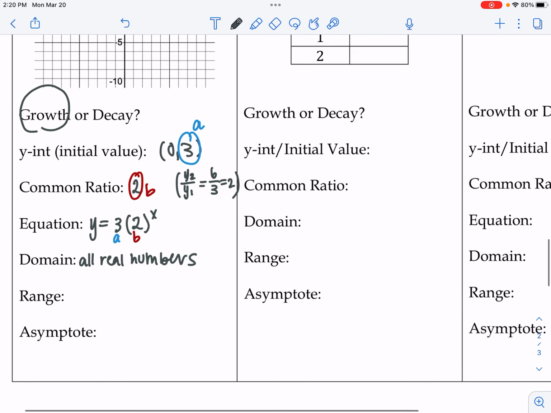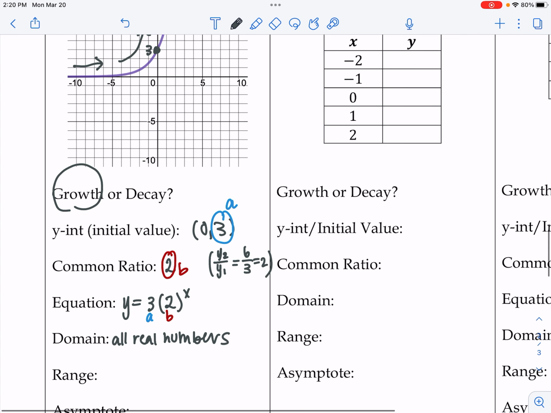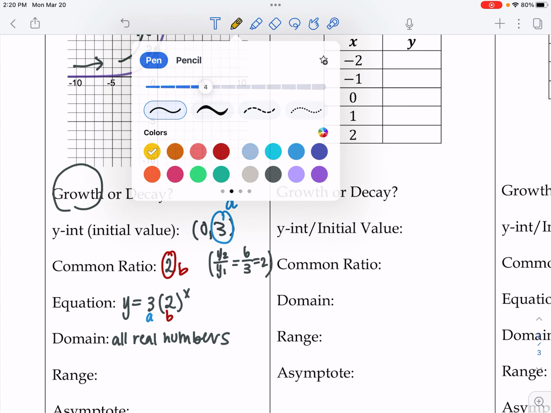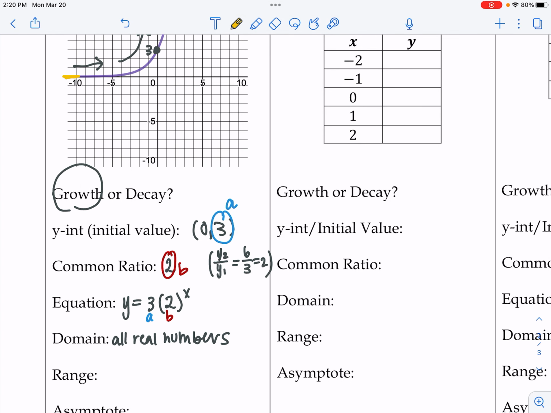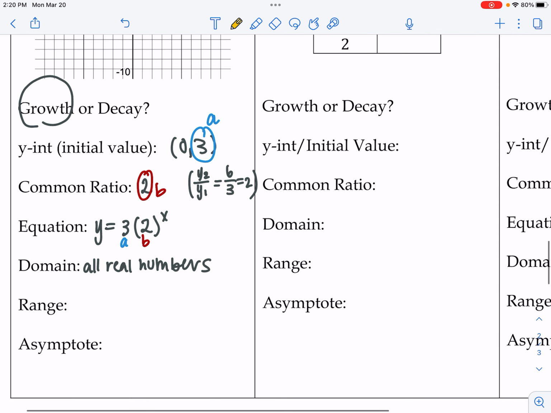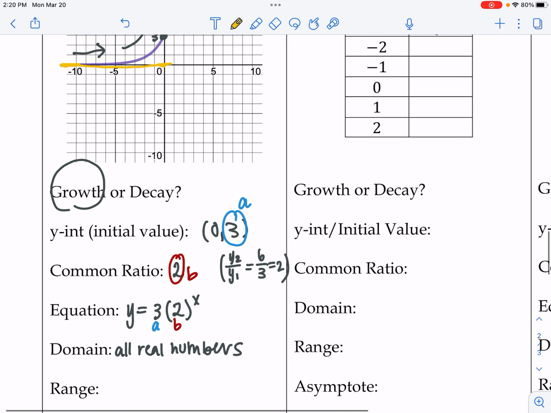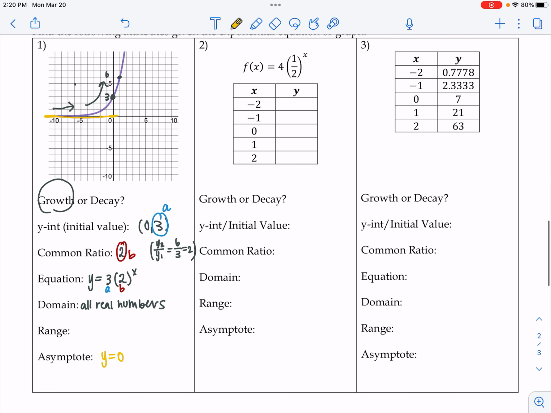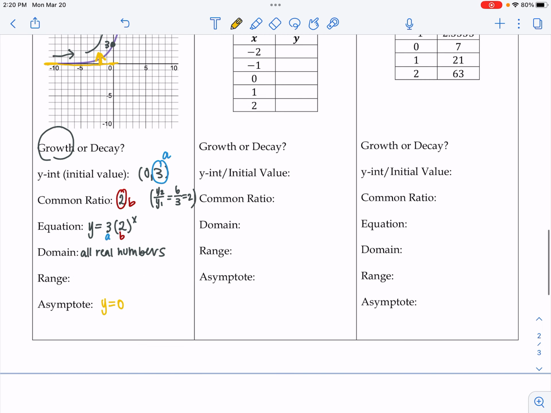And then for our range, we need to know where the asymptote is. So go to your graph and look at where the flat line is. And so here we're flatlining. So we're just going to continue that flat line to the y-axis, and it's at y equals 0, which is usually going to be the case for us. And then since our graph is above this line, we are going to say y is greater than 0 for the range.